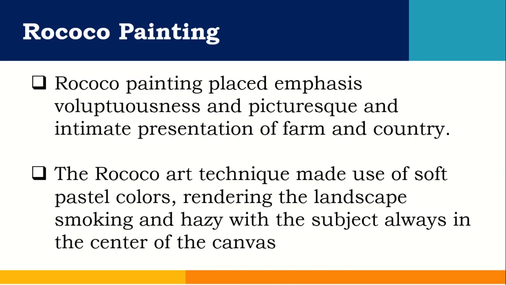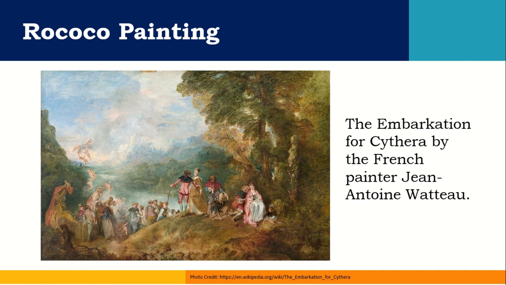Rococo painting. Rococo painting placed emphasis on voluptuousness and a picturesque and intimate presentation of form and country. The Rococo art technique made use of soft pastel colors, rendering the landscape smoky and hazy, with the subject always in the center of the canvas. Famous Rococo painters were Jean-Antoine Watteau, Jean-Honoré Fragonard, William Hogarth, Joshua Reynolds, and François Boucher. An example Rococo painting is The Embarkation for Cythera by the French painter Jean-Antoine Watteau.